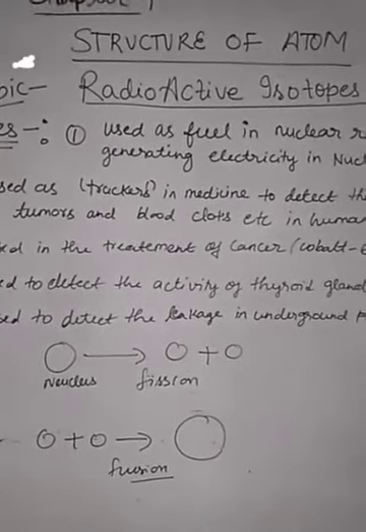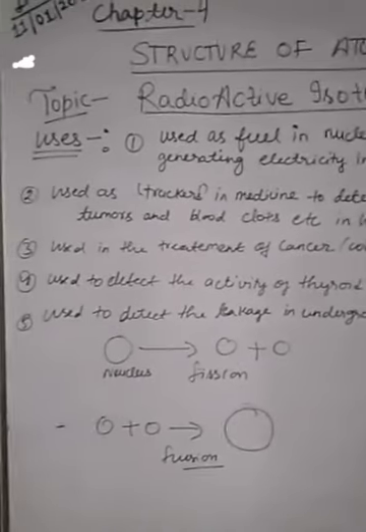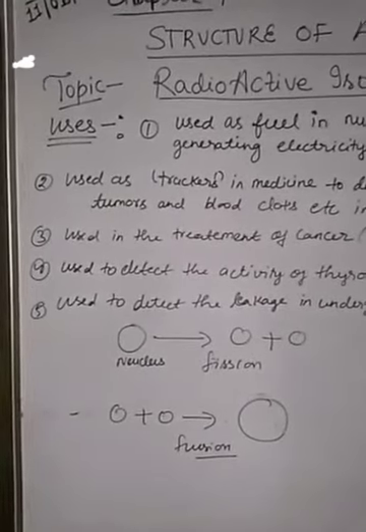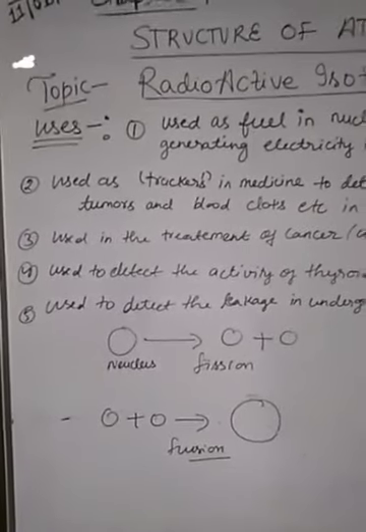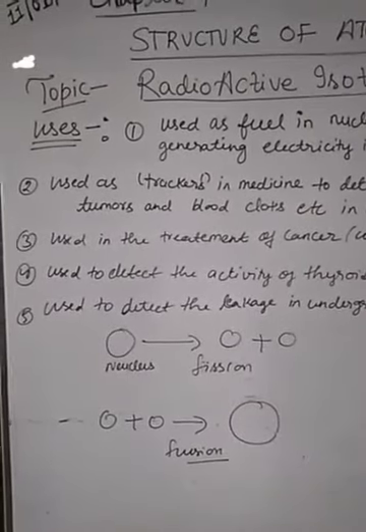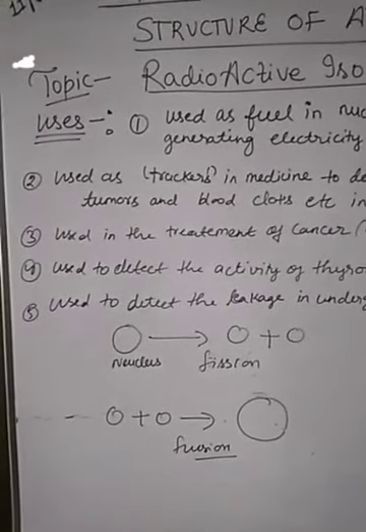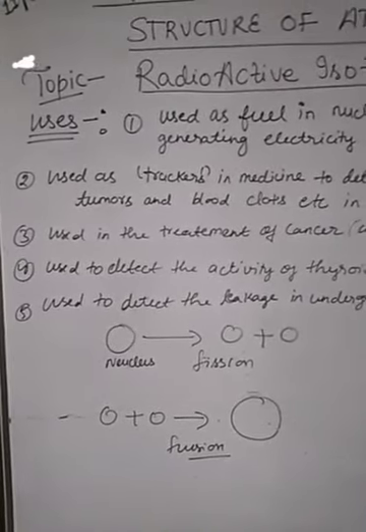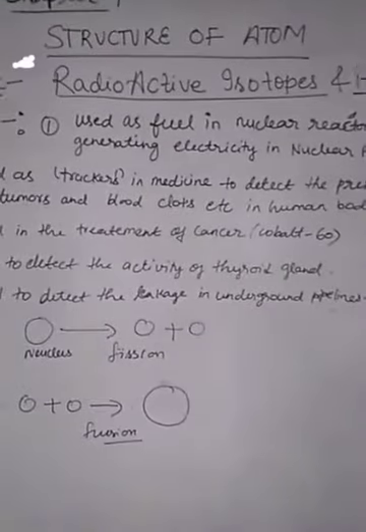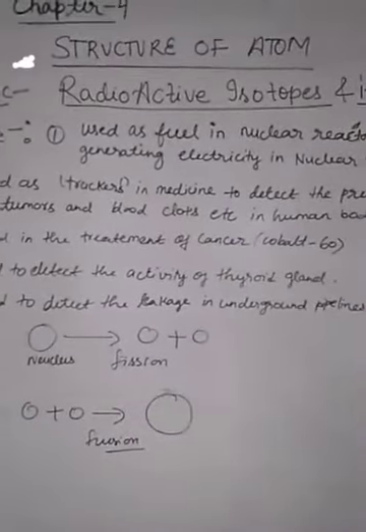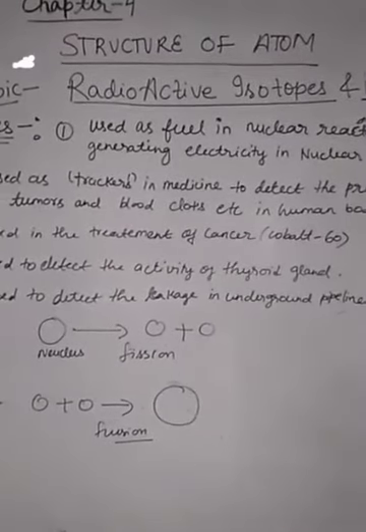It is also used in the treatment of cancer. The radioactive isotope of cobalt, which is cobalt 60, is used to cure cancer. The high energy gamma radiations emitted by the cobalt 60 isotope are directed at the cancerous tumor in the human body, and the cancerous cells get burned. The treatment of cancer by using radioactive radiation is called radiotherapy.